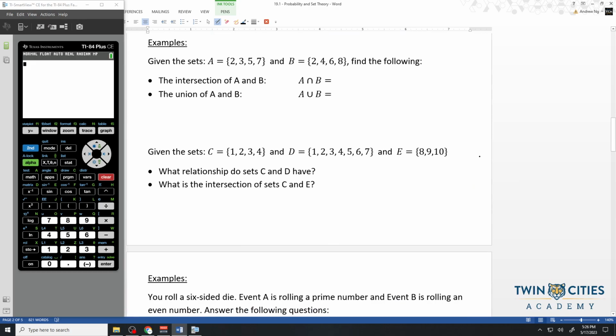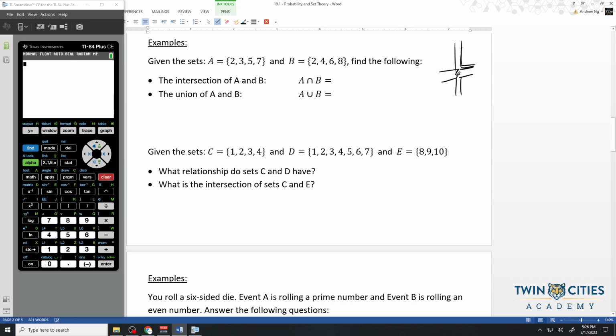So here are some examples. Let's say I've got the sets A and B. A is 2, 3, 5, 7, and B is 2, 4, 6, and 8. What is the intersection of A and B? So like a road, okay, maybe you've got a road that goes this way, and then you've got another road that goes this way.